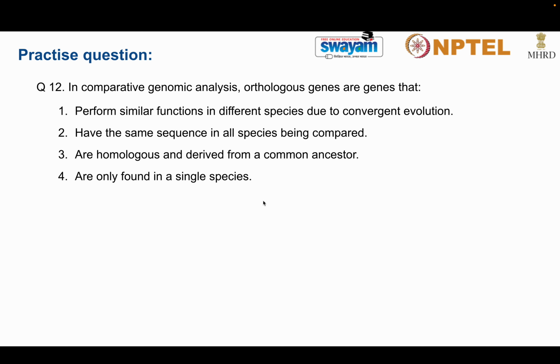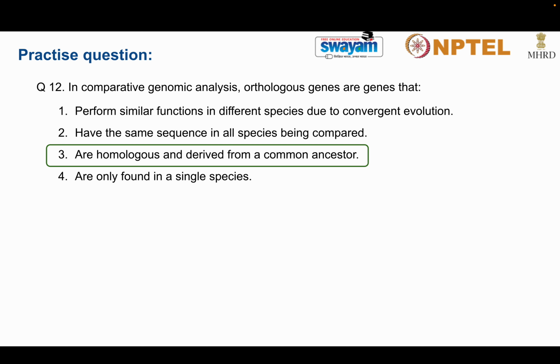So if you are aware of the term orthologous, you will be able to answer this. Read each option carefully and think about what would be the right option. Now let's see. The correct option is option number 3, which says that orthologous genes are the genes that are homologous and derived from a common ancestor.